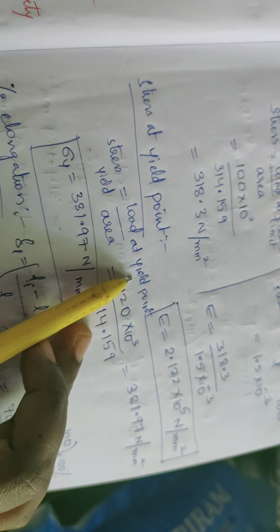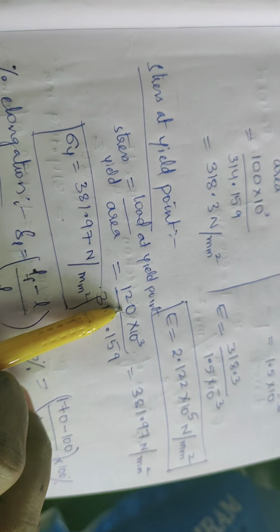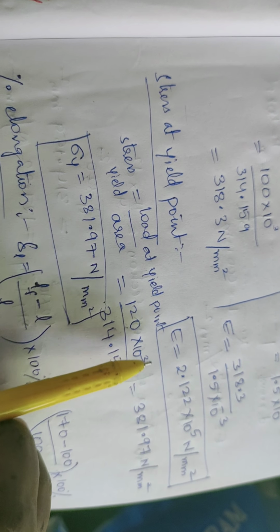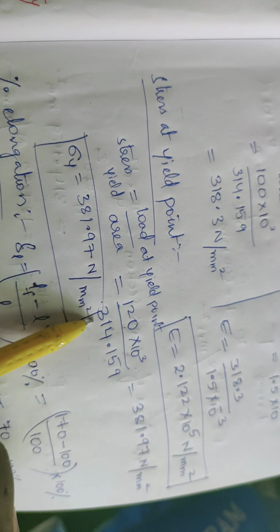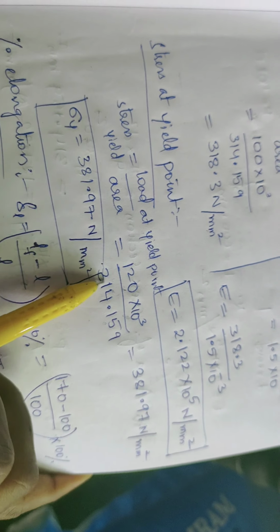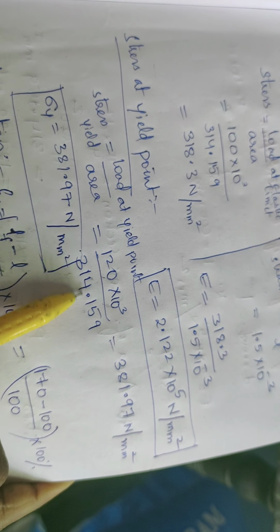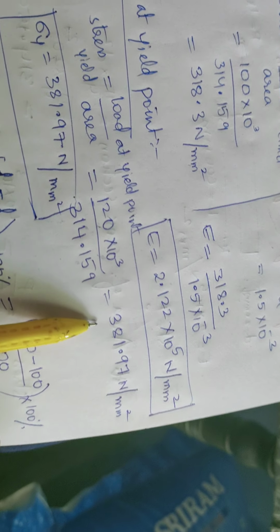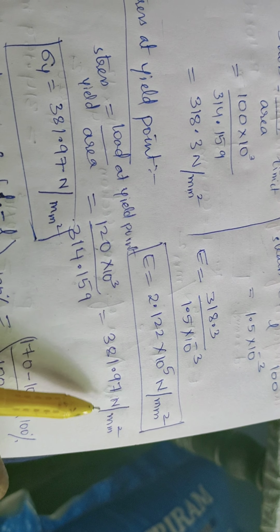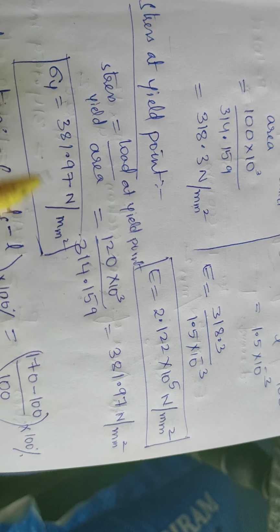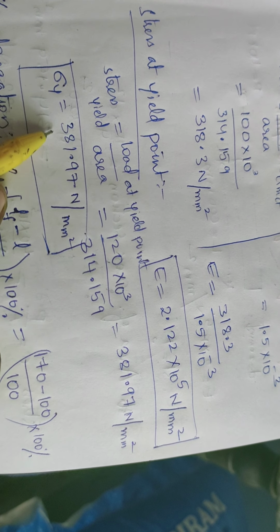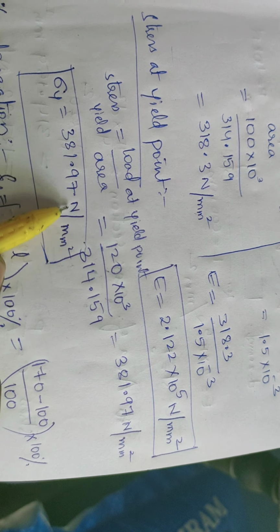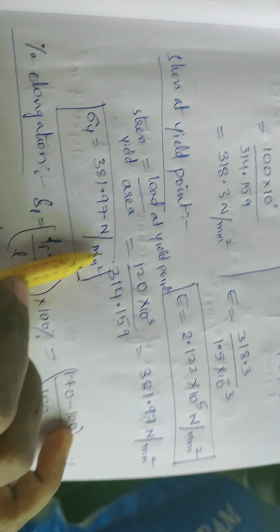So load at the yield point is 120 kilonewtons. So 120 kilonewtons into 10 to the power of 3 by area of the specimen, cross sectional area of the specimen is 314.159. It is equal to 381.97 Newton per mm square. So this is stress at yield point, 381.97 Newton per mm square.